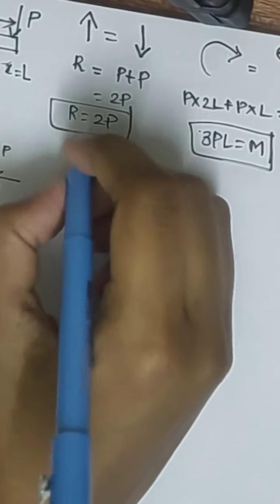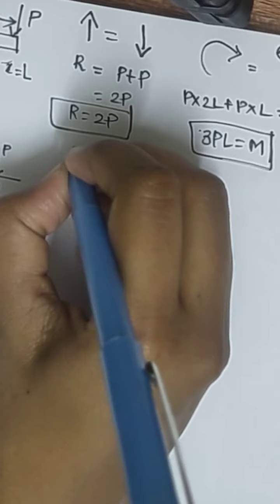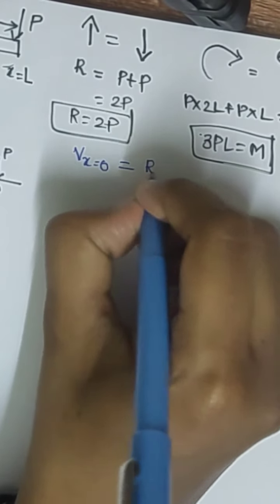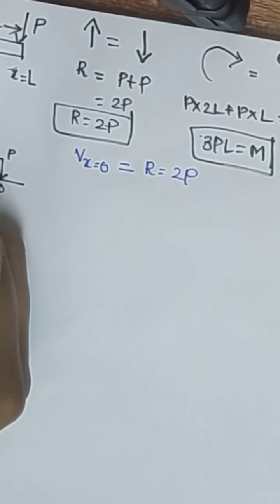There is another way of drawing the shear force diagram. For x equal to 0, we want to find what shear force is present. It is R, that is, 2P is present. So we have drawn this 2P.